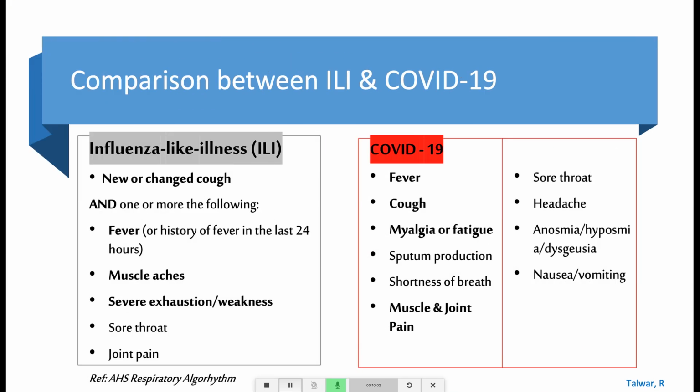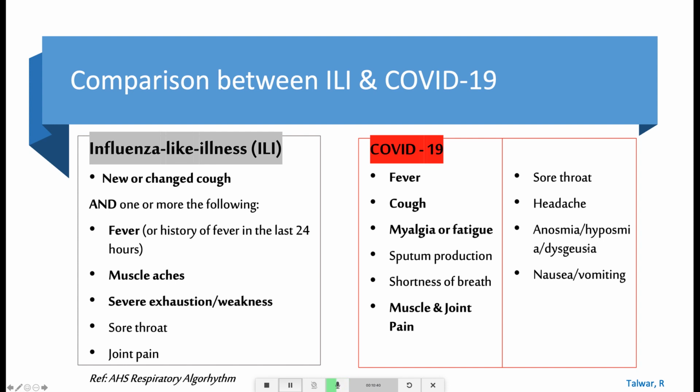This is a comparison table between influenza-like illnesses, or ILI, and COVID-19, and you can see that there are some similarities, right? The fever, the cough, the myalgia, fatigue, just feeling tired, and muscle and joint pain are common to both of them. Other things that you will see in COVID-19 later are also sputum production, shortness of breath, sore throat, and headaches. Anosmia means the lack or inability to smell.